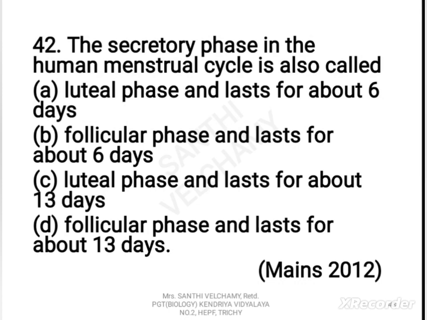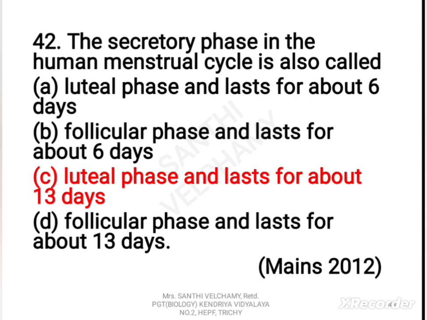Now next one. The secretory phase in the human menstrual cycle is also called A. Luteal phase and lasts for about 6 days. B. Follicular phase and lasts for about 6 days. C. Luteal phase and lasts for about 13 days. D. Follicular phase and lasts for about 13 days. Can you find out the correct answer? It is C. Luteal phase and lasts for about 13 days. Next one.